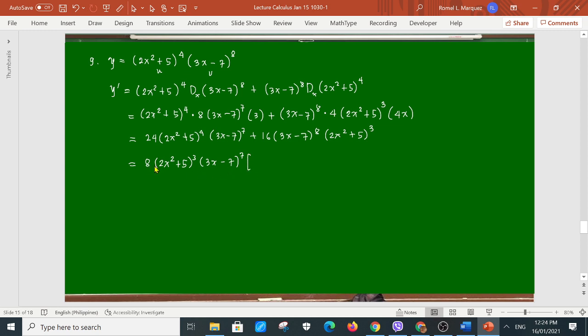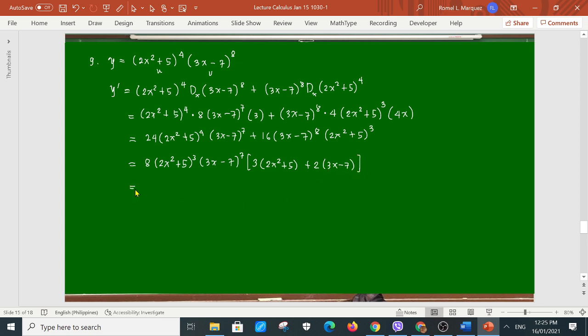If I factor out these quantities from here, I will get 24 divided by 8, that is 3. 2x squared plus 5 raised to 4 divided by this, the common factor cancels. What remains is 2x squared plus 5, raised to 1, 4 minus 3. Now this one divided by this: 16 divided by 8, 2. This cancels, the 2x squared plus 5 raised to 3. 8 minus 7, 1. So, one factor of 3x minus 7.